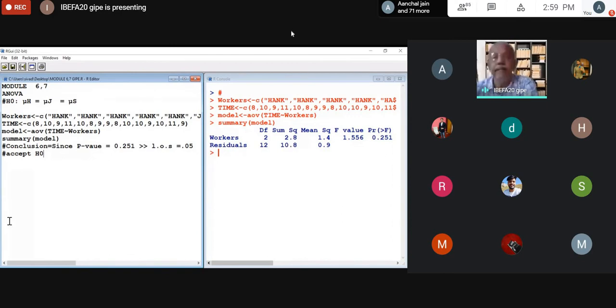That is what the example. What is the example here? Assembly time by 3 workers: Hank, Joseph, Susan. So the hypothesis will be mu h is equal to mu j is equal to mu s. That is, average assembly time of all the 3 sources are same.